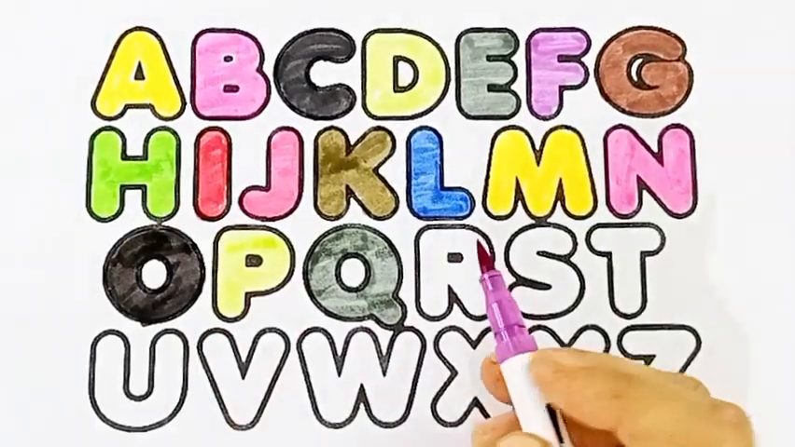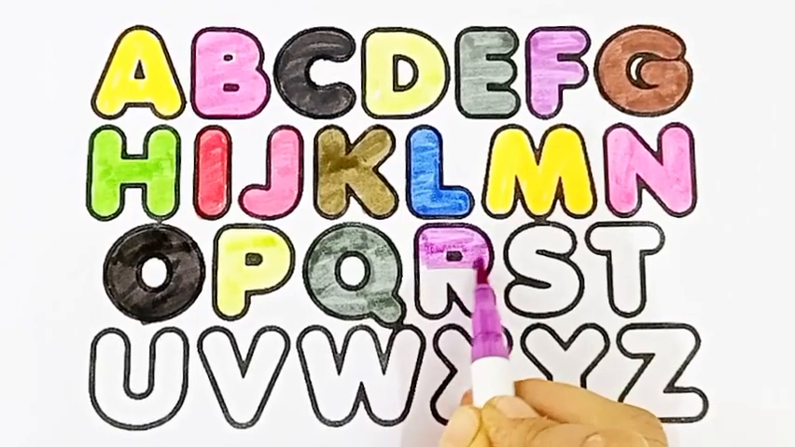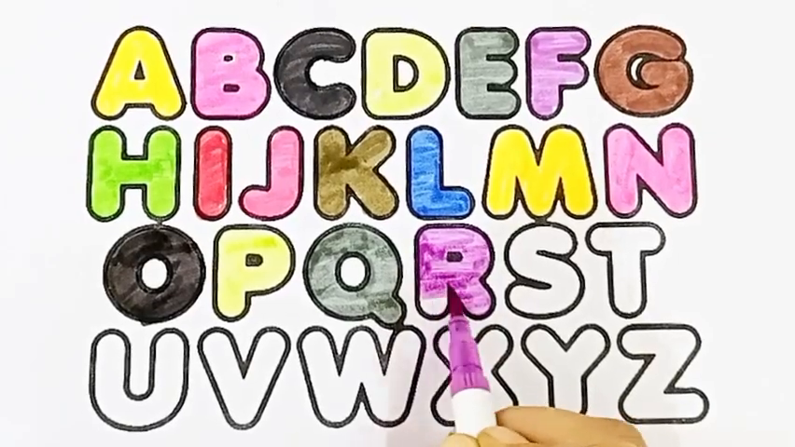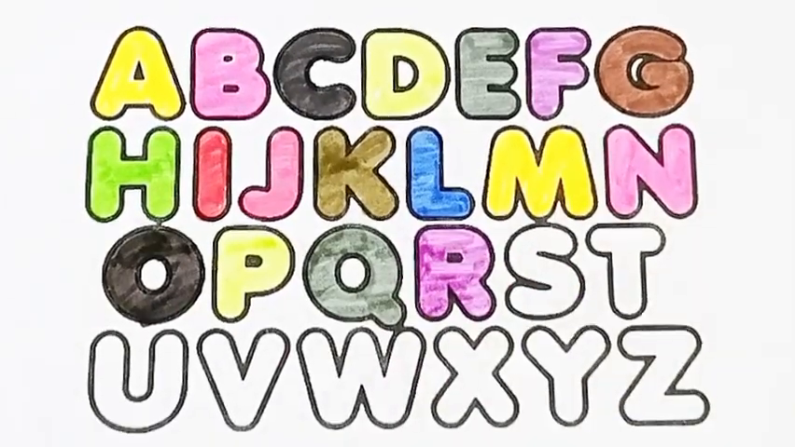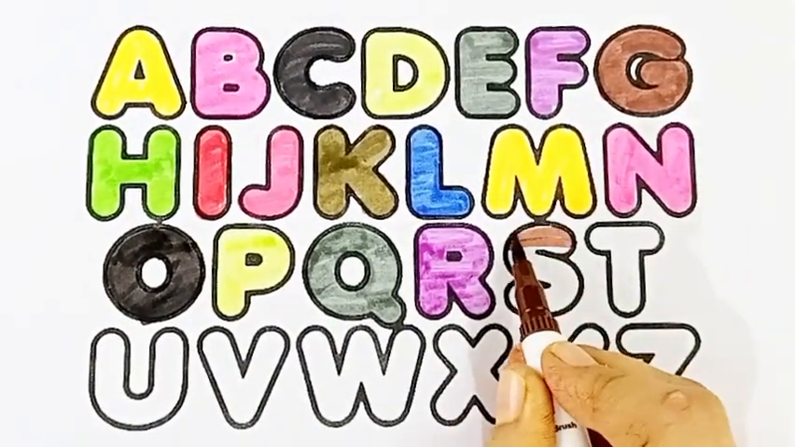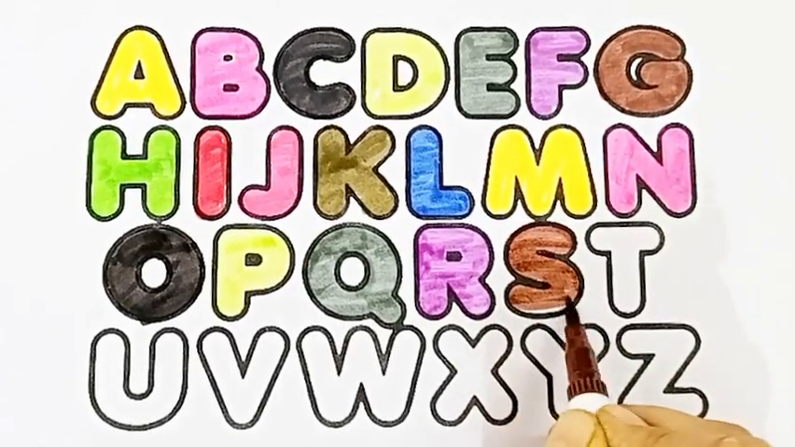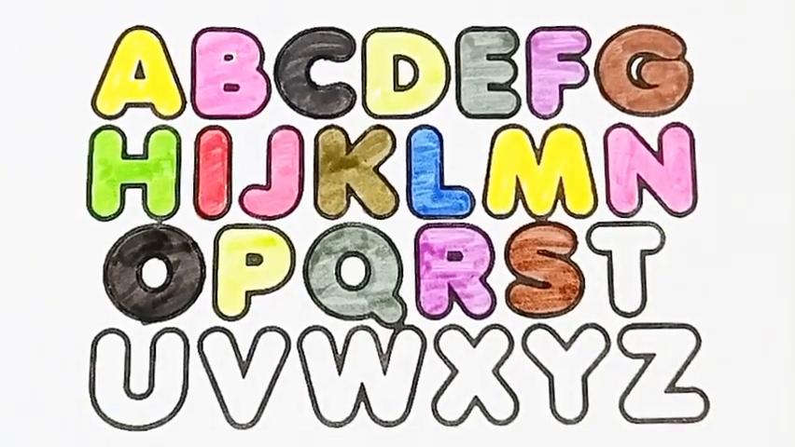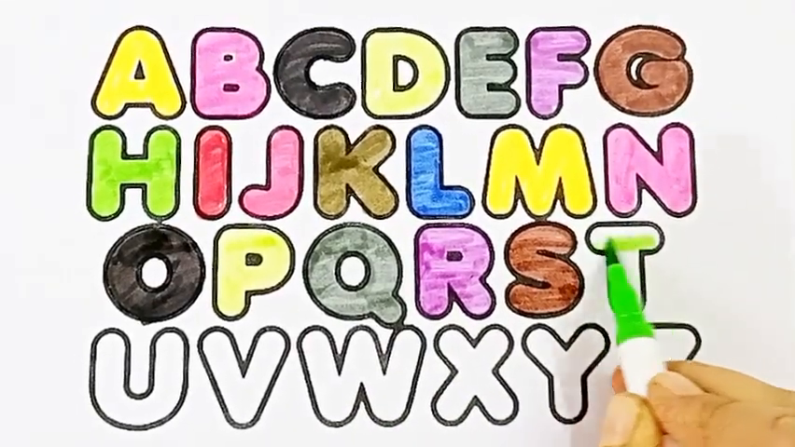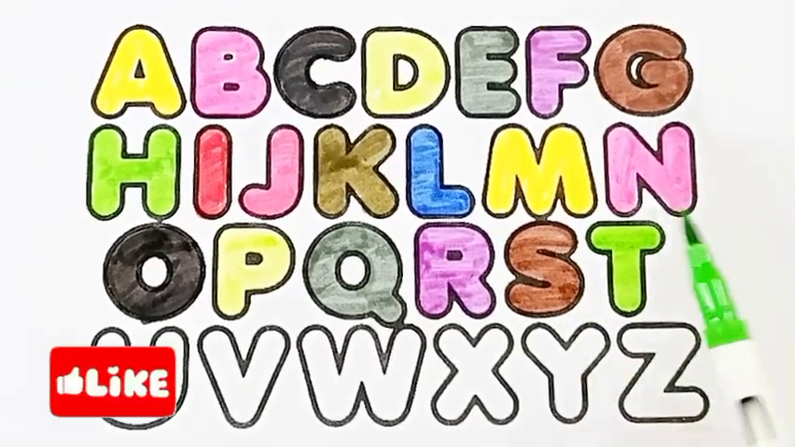Purple color. R for rain. Brown color. S for sun. Green color. T for tree.